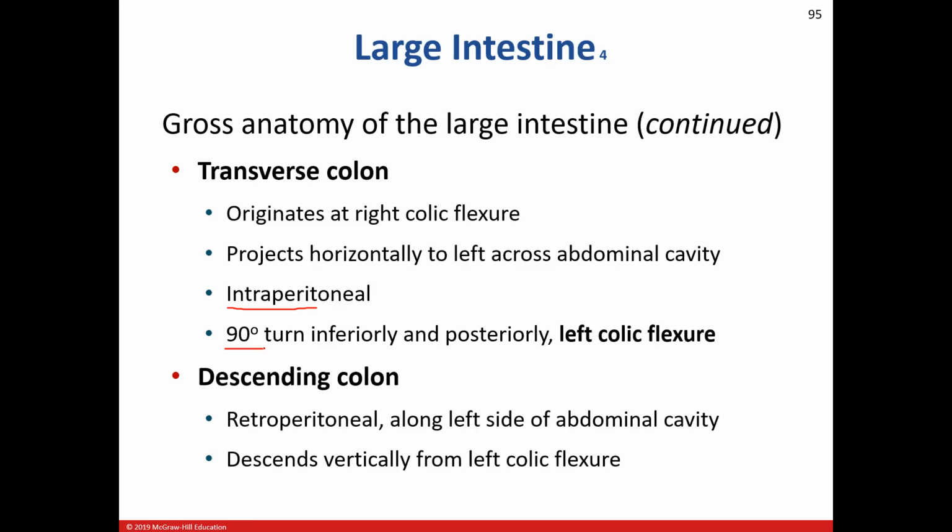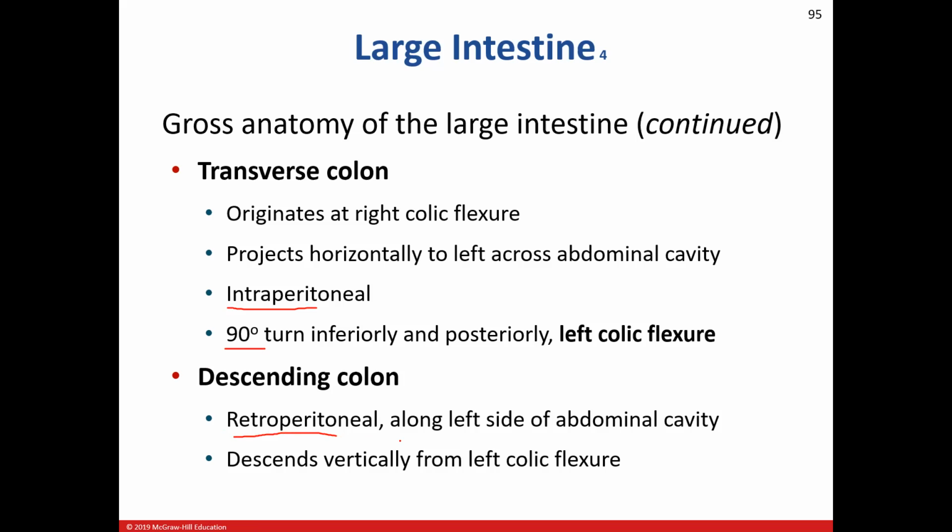From there, the colon will make its inferior route down towards the anus, and that portion of the colon is known as the descending colon. Again, alternating, we go back to a retroperitoneal position, and it will travel all the way down to the sigmoid colon.